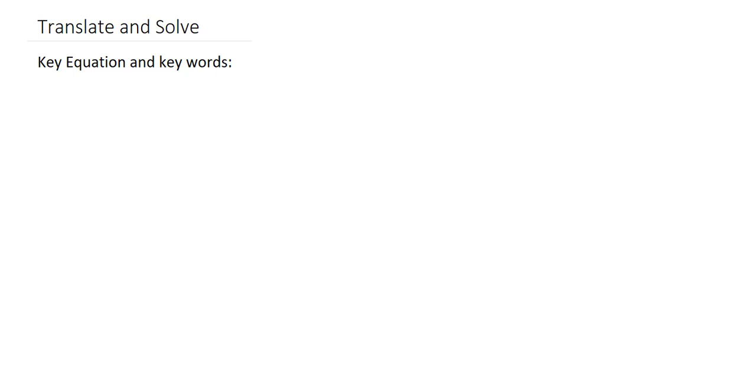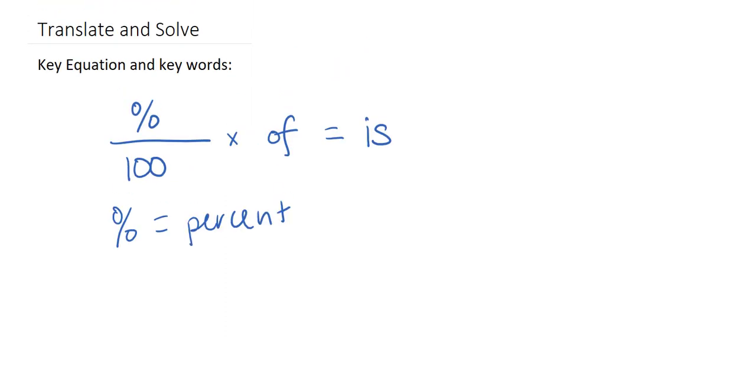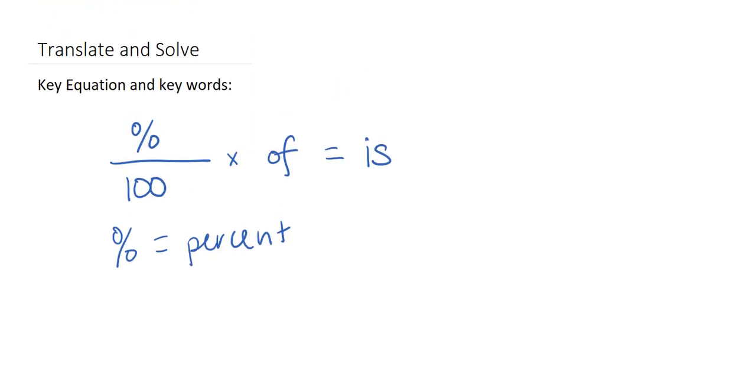Translate and solve. So we're going to use an equation. In our problems, there's going to be a percent that's given, or we need to find. And then that's going to be over 100 for this equation. Then we're going to go times of, which is equal to, is. So let's break this down, right? The percent is equal to the percent in the problem, and we just put it over 100, so then it goes into a decimal.